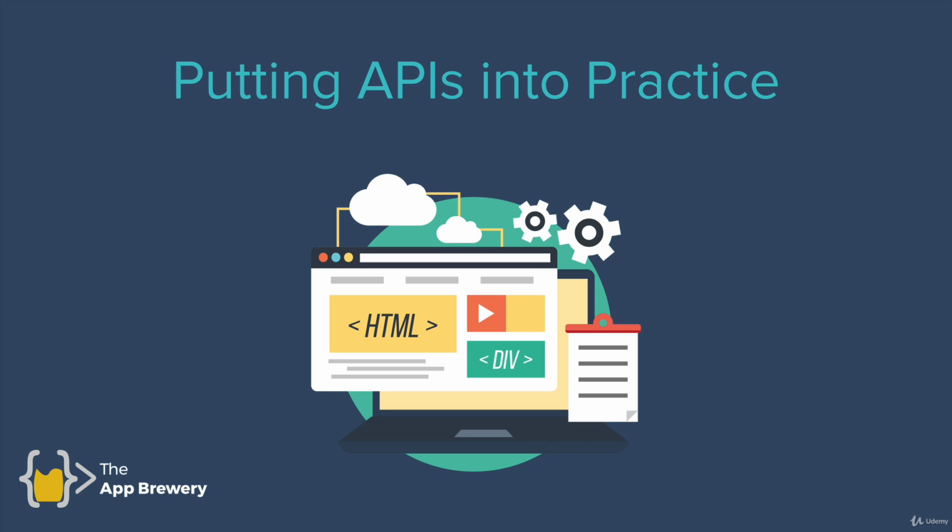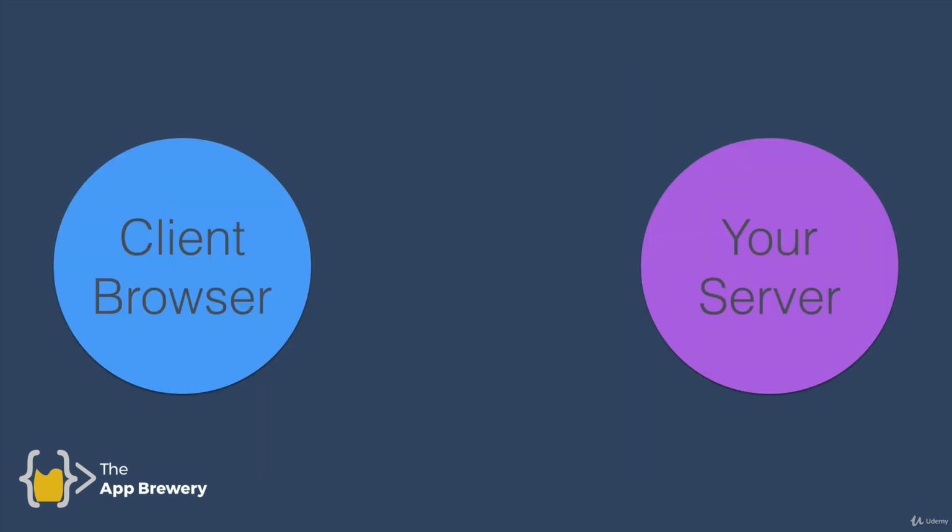Now that we've seen how we can use APIs to get data from various websites, including things like quotes or jokes or live weather data, it's time to put it into practice and get these pieces of data from an API and then use it inside our own web apps. This is what the process will roughly look like.